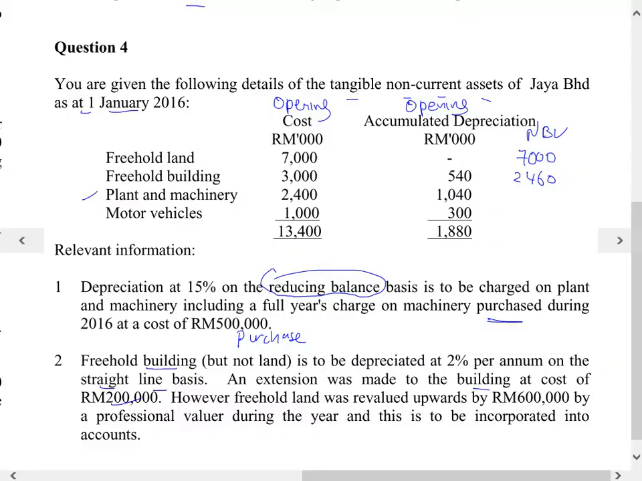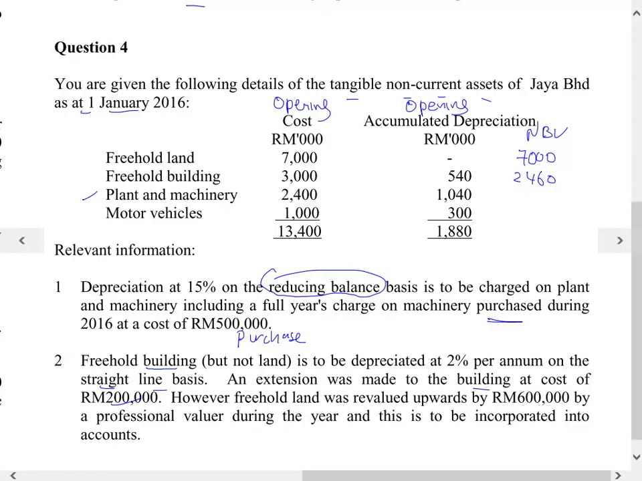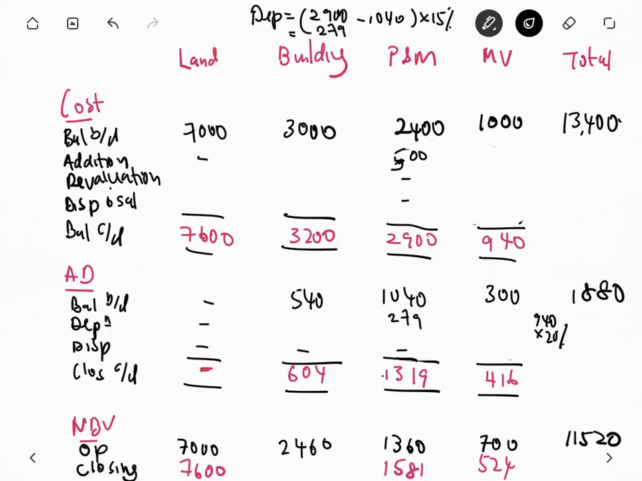For building. Land. So this note 2 we have building. Land was revalued by 600 by a professional valuer, which is to be incorporated into the account. So we record the revaluation of 600, then only the purchase, the extension on the building, depreciation 2% straight line. Here, my land I revalue up 600. It's not a purchase, but it's a revaluation. Got it? Put it under revaluation plus. So 7,006, no depreciation charge for land. So closing cost, closing accumulated, closing net book value.